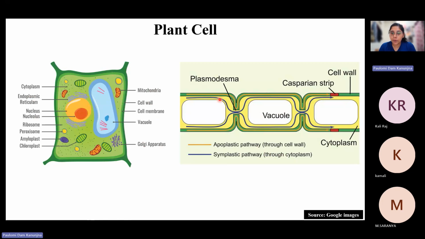If you see the apoplastic, just follow the yellow lines. They will only be through the cell wall. I told you, right? The cell wall has middle lamella, which helps it connect. So you can imagine another such cell with a connection here. So if it's moving only in the cell wall, via the cell wall, then it is an apoplastic pathway.